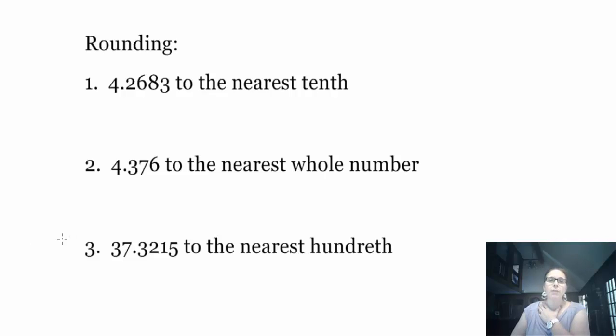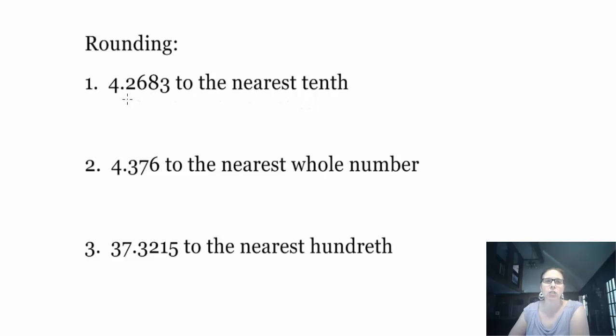One of them is rounding. So this is just when we round. So rounding 4.2683 to the nearest tenth. One of the reasons that we round is numbers can go on forever, and we don't want to deal with those big numbers. So let's just make them small and easier to deal with. Rounding and estimating is just trying to make things easy. So to the nearest tenth.